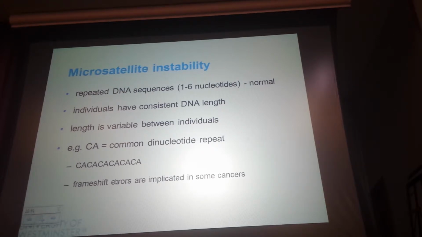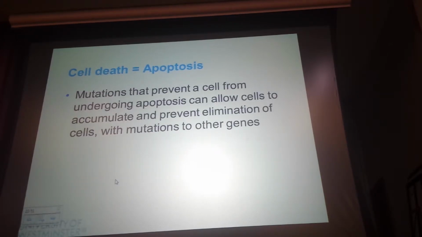And if you have some errors in this, and you have a 5 branches errors, it can be implicated in some cancers. Another, I think you're going to have a lecture next week on apoptosis, on cell death. There's also some mutations that prevent the cells from undergoing apoptosis, and then can allow the cells to accumulate and prevent elimination of cells with mutations to other genes.